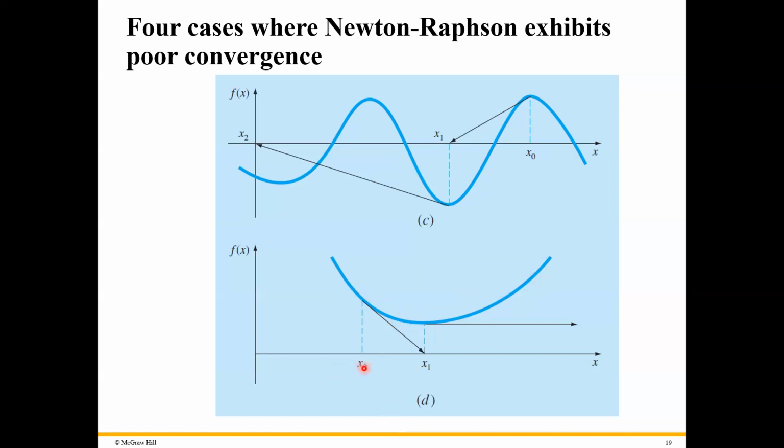But in this case, from here we can move to this point, and then from here we get a horizontal tangent. When we get a horizontal tangent, the denominator in the formula of the Newton-Raphson method becomes 0. Then we cannot calculate the formula any further, so it simply fails to provide the solution. So these are the 4 cases in which the Newton-Raphson method can fail.